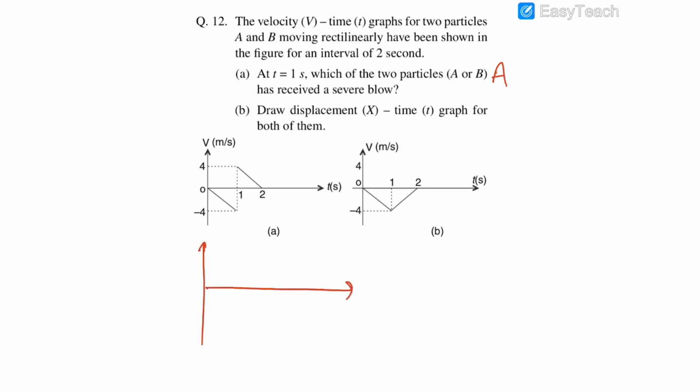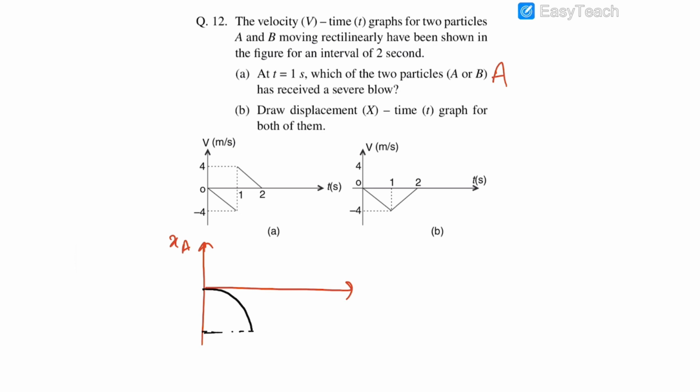So for particle A, you can see that this v-t graph is a straight line going in the downward direction. Therefore, the displacement-time graph would be a parabola whose mouth would be opening in the downward direction. And you can see that this velocity is 0 at t equal to 0. Therefore, the base of this parabola would be at t equal to 0. So the graph would be a parabola opening in the downward direction. Base would be at this point. Now we have to find out this coordinate.